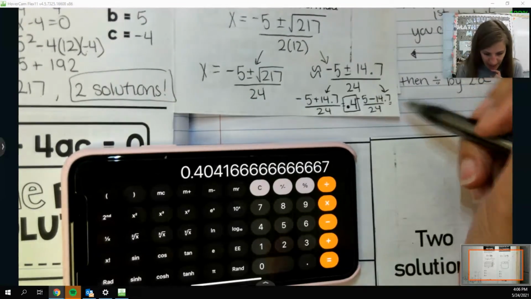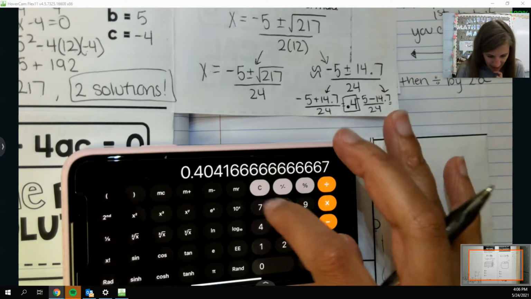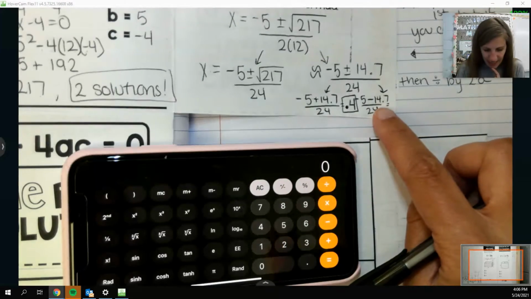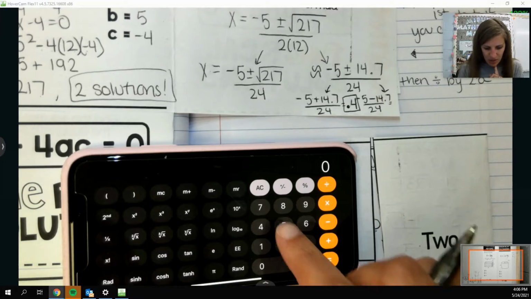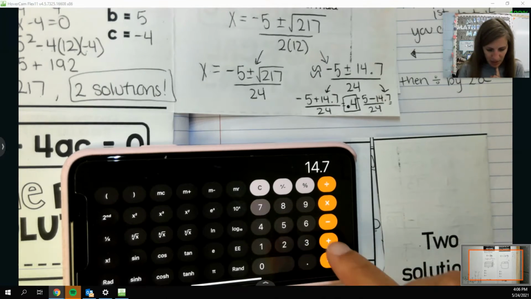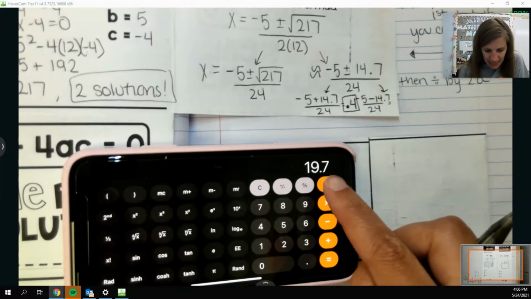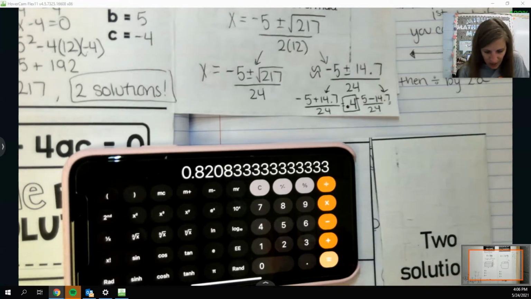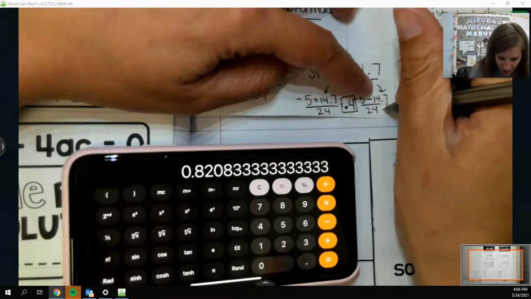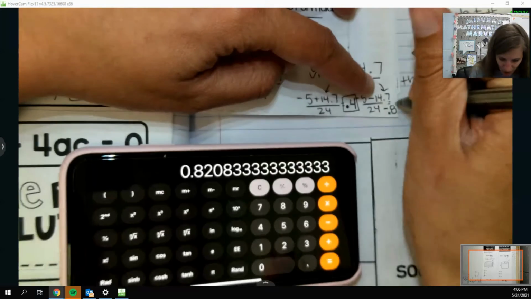Then the other one is negative 5 and negative 14.7. So I'm really just going to add them up, like 5 plus 14.7 and then make it negative. So negative 19.7, then divided by 24 will be a negative 0.8 overall.